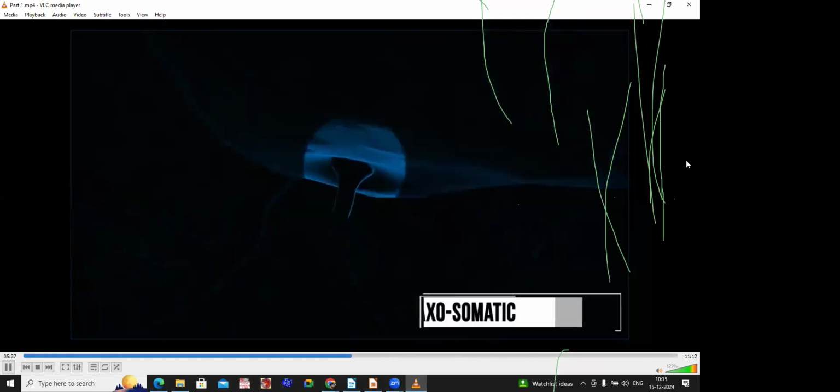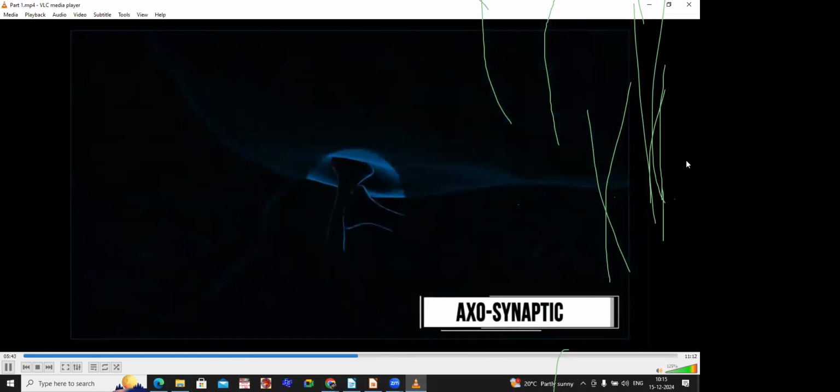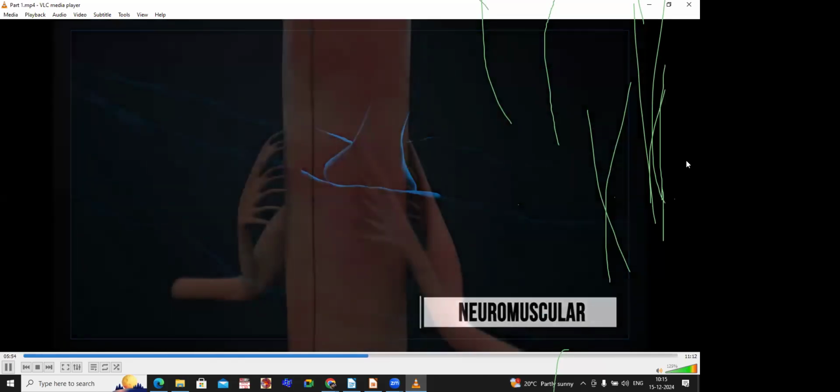Terminal buttons can not only transmit impulses via the spines of dendrites, they can also transmit their action potential directly to the cell. It is also possible for a terminal button to form a synapse with another axon or terminal button. Nerve cells can and must also be able to transmit impulses to other cells, such as our muscle cells, so that we can move.